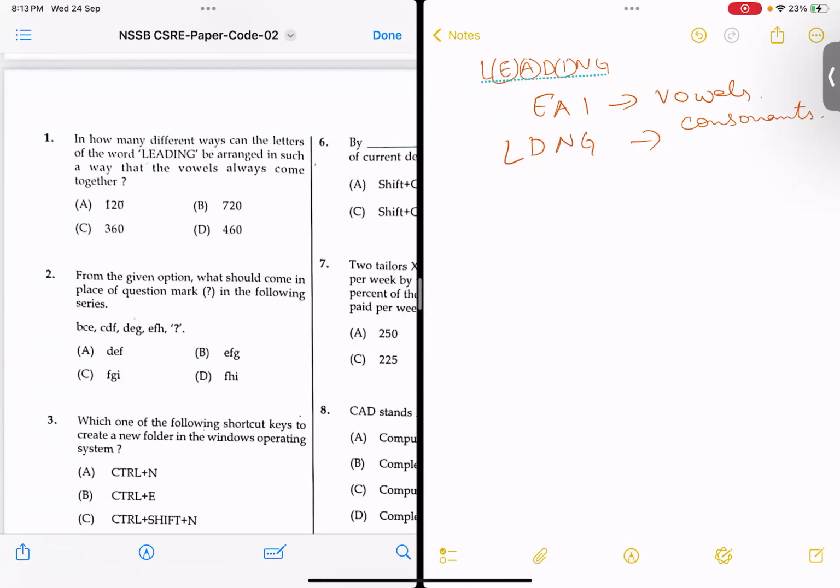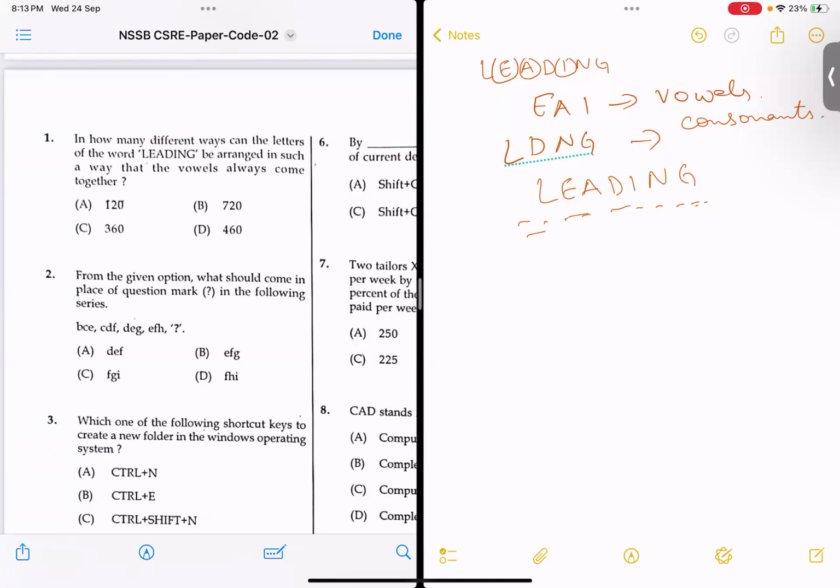Now we have to check in how many different ways the word leading can be arranged. Whatever alphabets are contained in the word leading, we have to arrange them and make different words. But here it does not say that they should be real words, corresponding to some object or thing. It just says in how many different ways can the alphabets be arranged.